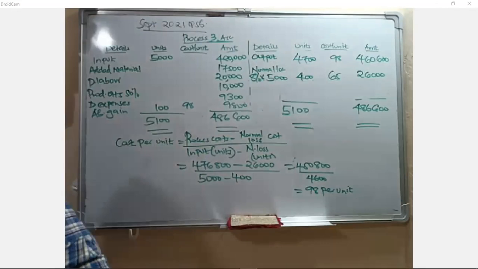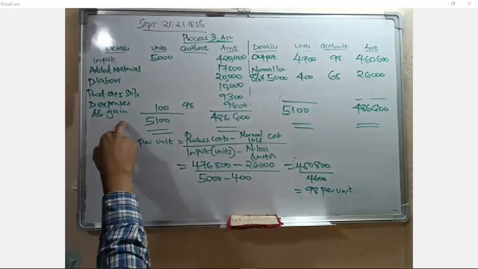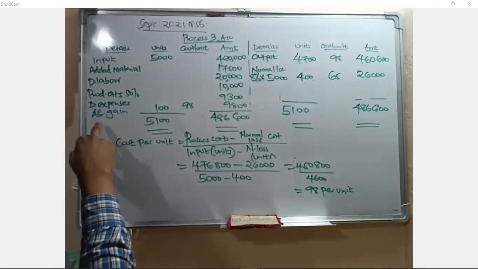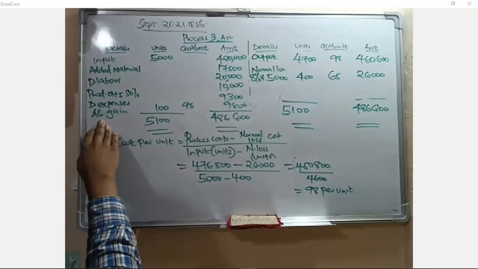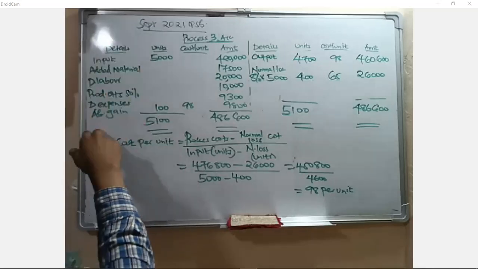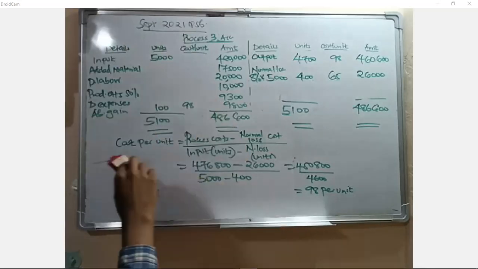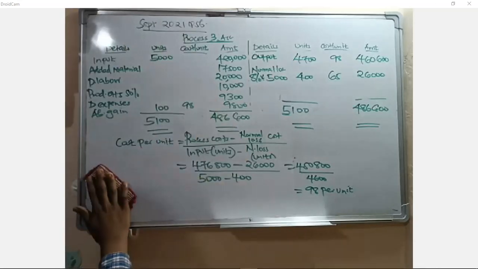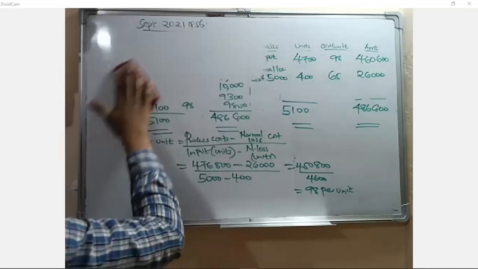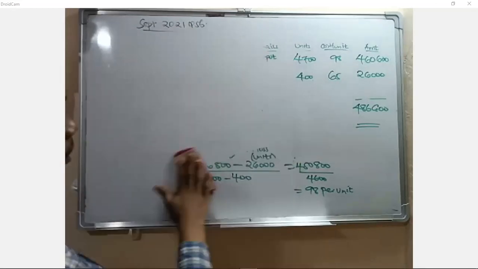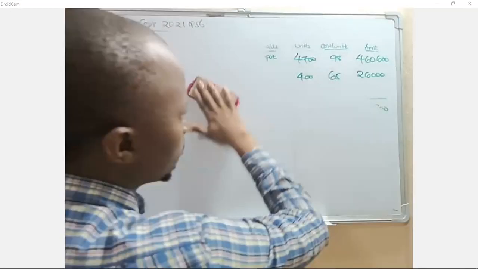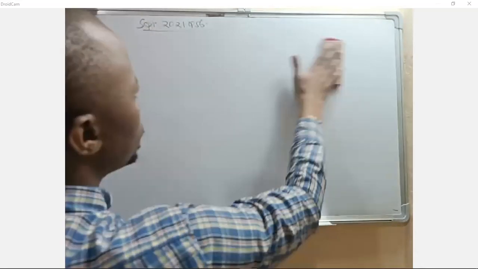Look at the areas. For instance, when you look at the abnormal gain, because you have to be preparing these accounts, the abnormal gain is on the credit side. So it means this cost is on the debit side. When you go to the abnormal gain account, it should be on the credit side, and vice versa. So let us do the three accounts, whether the examiner is asking you to calculate for the normal losses. You can think the normal losses are on the credit side. So this is how you normally do them.